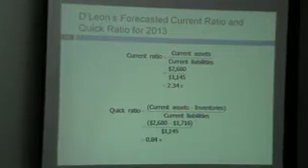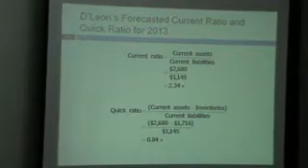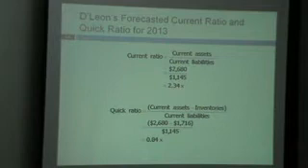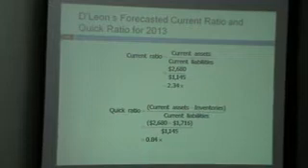Now the quick ratio, another ratio which is calculated to find out the liquidity of the company. The quick ratio is a little stricter as compared to the current ratio. The only difference between the current ratio and the quick ratio is that in the case of the quick ratio, we are not including inventories in current assets. We are taking off inventories. So current assets minus inventories. Why are we taking off inventories? What is the reason?